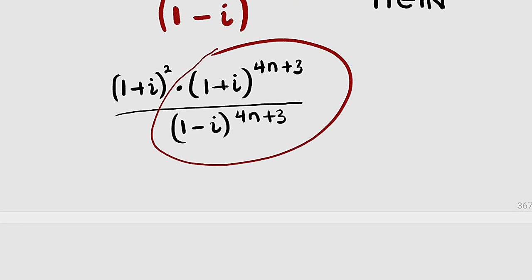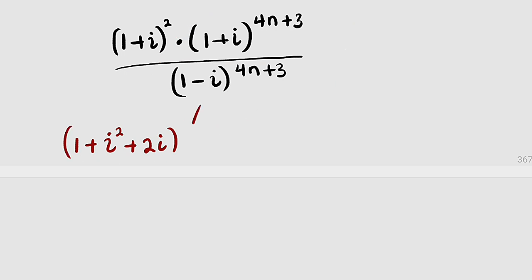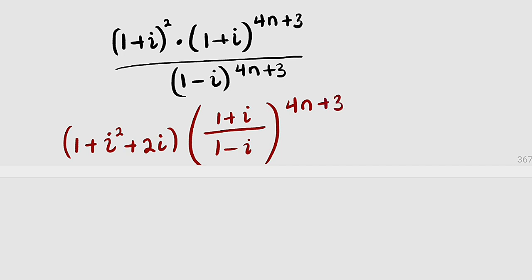So this one remains the same, but let me simplify that. (1 + i)^2 can be simplified as first term squared, which is 1, plus second term squared, which gives us i squared, then plus 2 times the first term times the second term. 2 times 1 times i is 2i. Then we have the other one, multiplied by (1 + i) divided by (1 - i), to the power of 4n + 3.